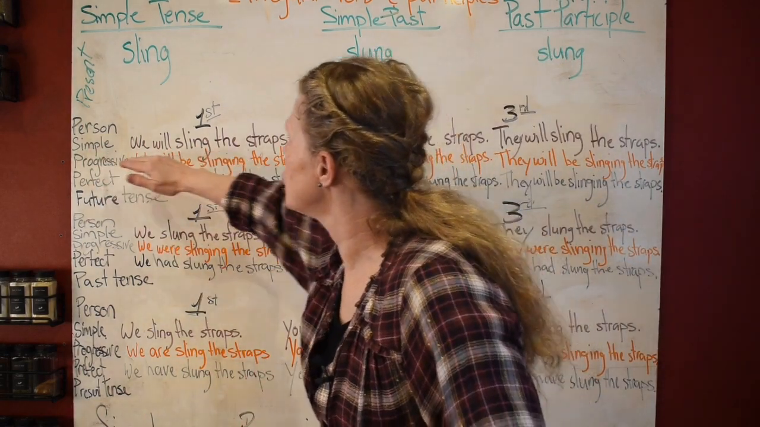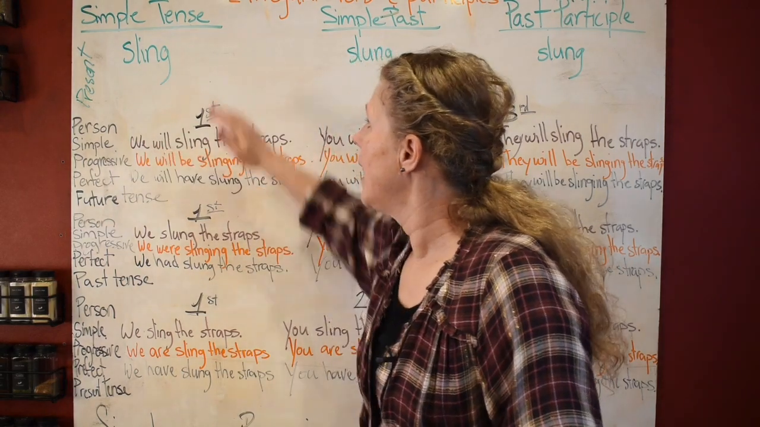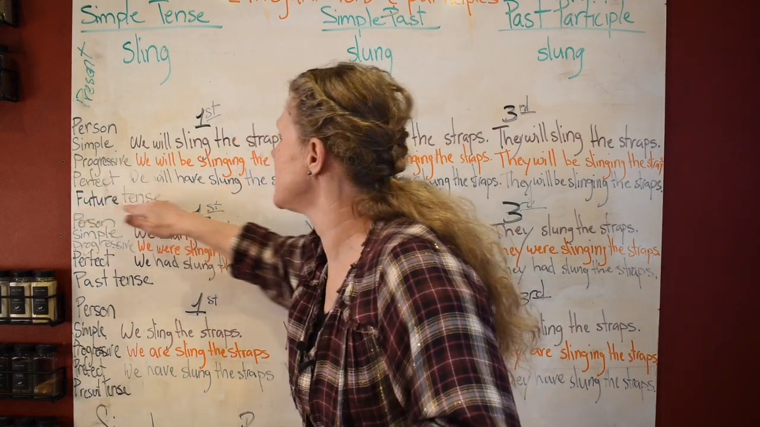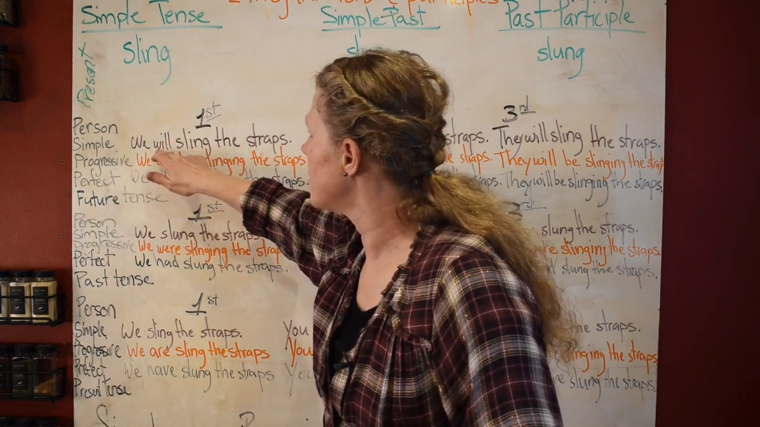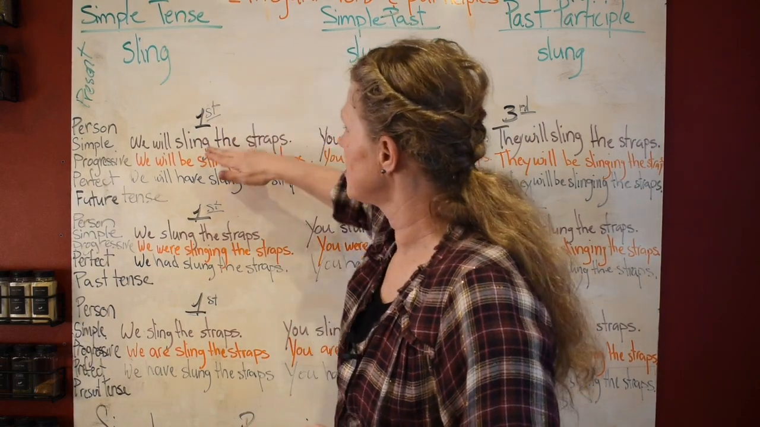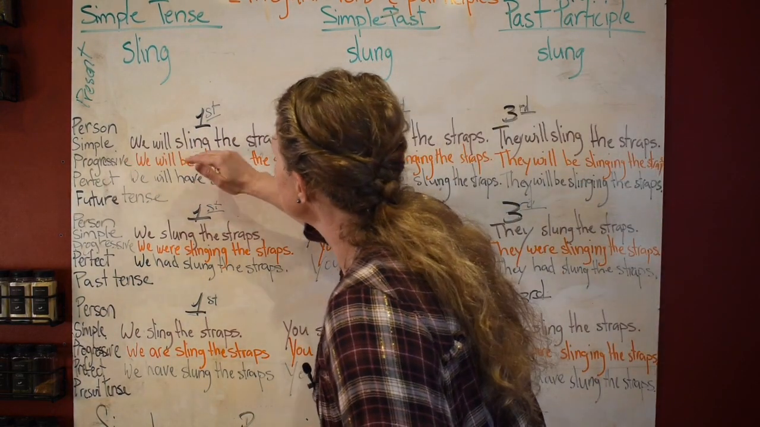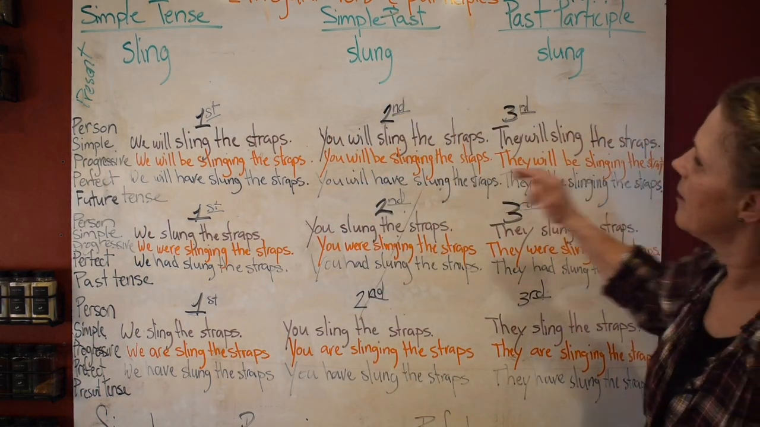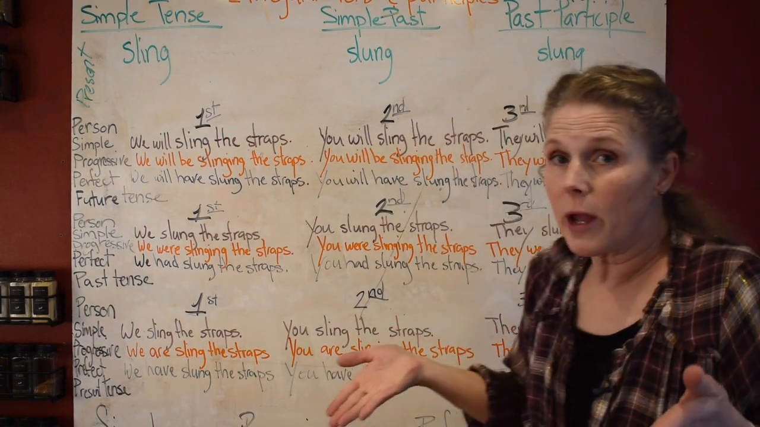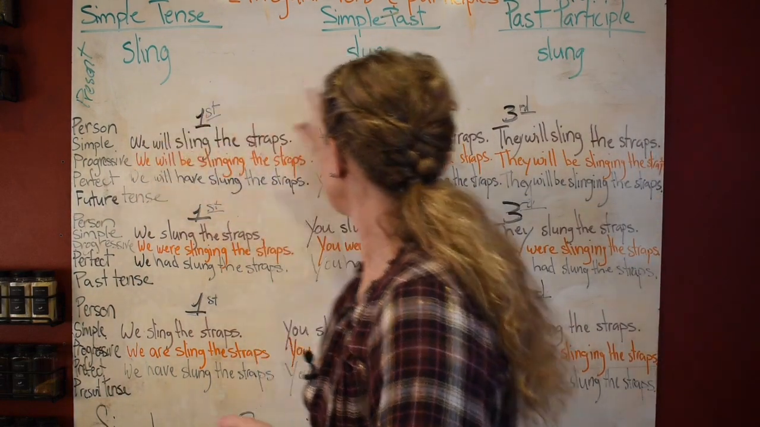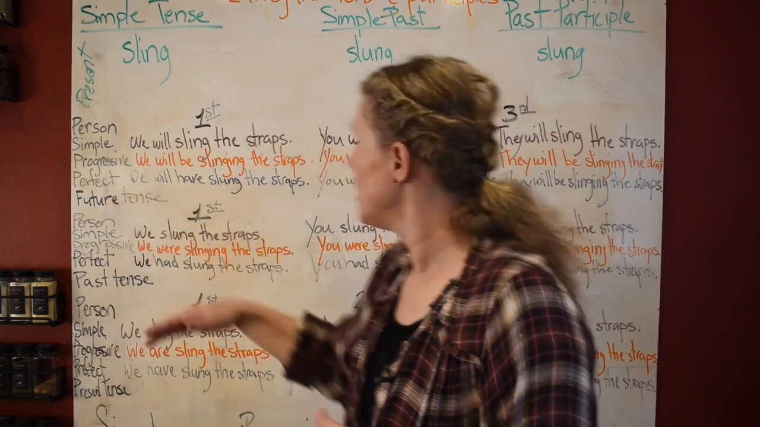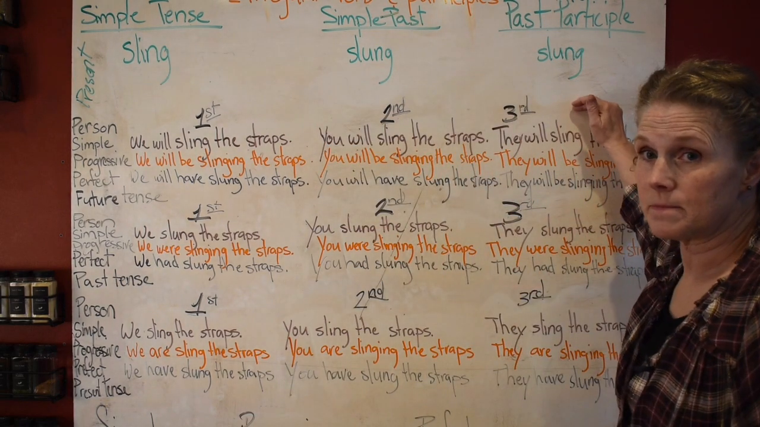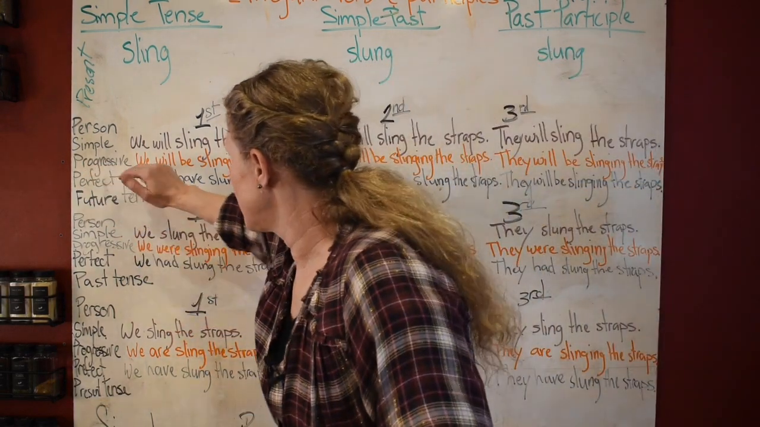So in the simple tense, you're just going to add the word will, and then use the simple tense verb. So this is what the future tense is. We will sling the straps. You will sling the straps. They will sling the straps. First, second, and third person. When you are in first, second, and third person and you're doing plural, look, nothing changed. You're going to use the exact same verb with every single person. So that's easy.